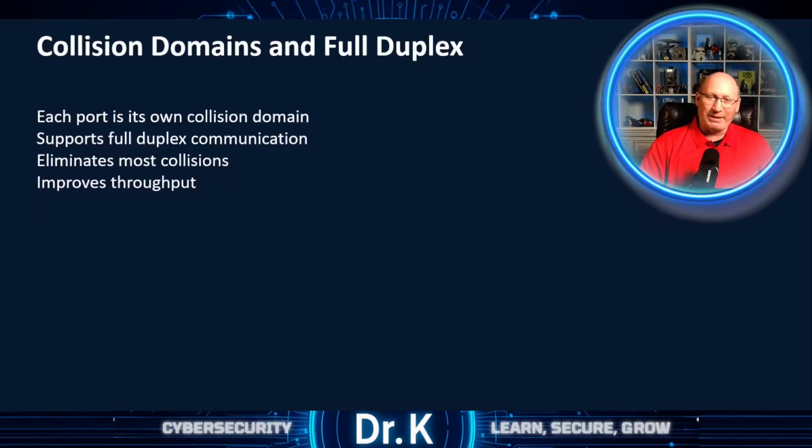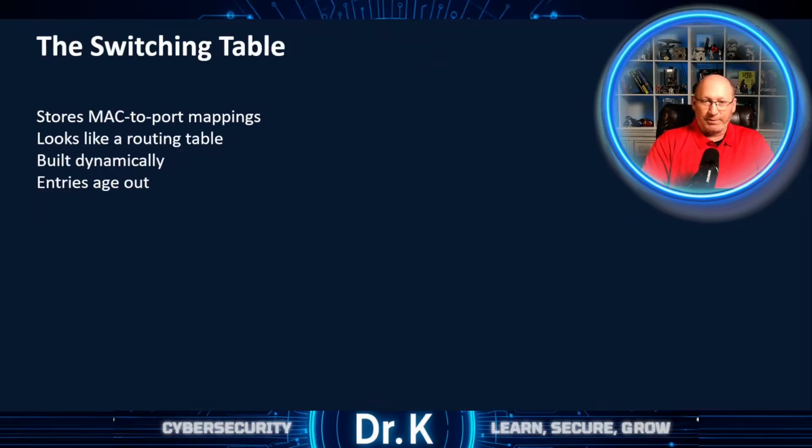In a switched network, each port represents a separate collision domain. Because each device has a dedicated link to the switch, collisions largely just disappear. Full duplex communication allows devices to transmit and receive simultaneously, and this architectural change dramatically increases throughput compared to a shared bus topology.